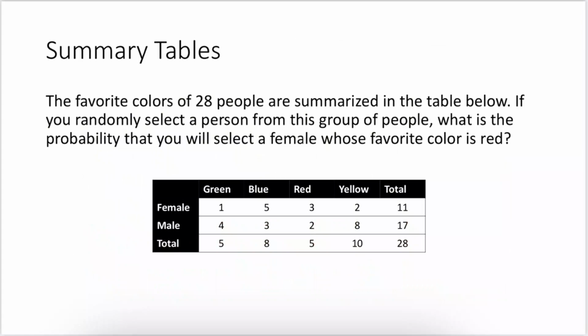Now, sometimes you'll have to interpret data from a table or some other type of representation in order to find the probability. So in this example, it says the favorite colors of 28 people are summarized in the table below. If you randomly select a person from this group of people, what is the probability you will select a female whose favorite color is red? So we're looking to find the probability of choosing a female whose favorite color is red.